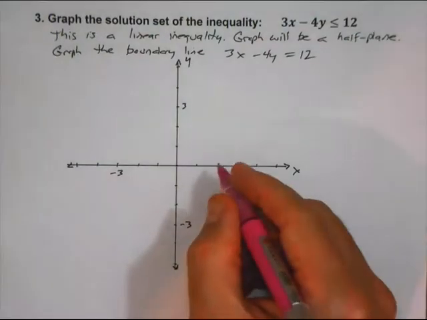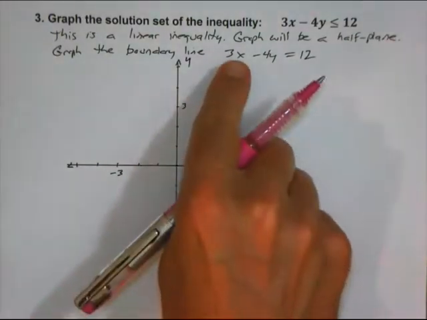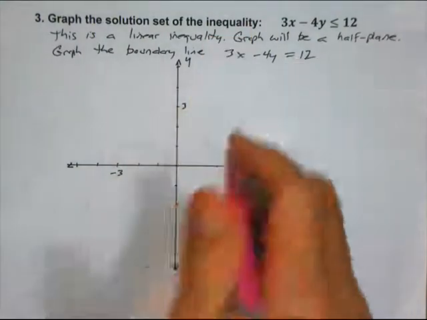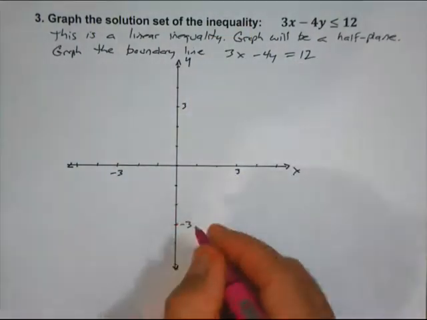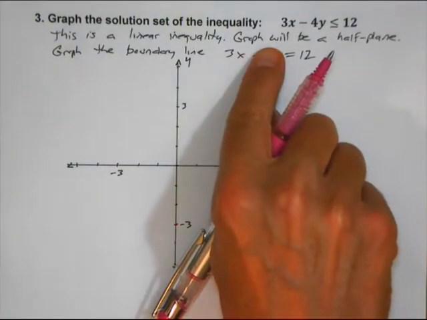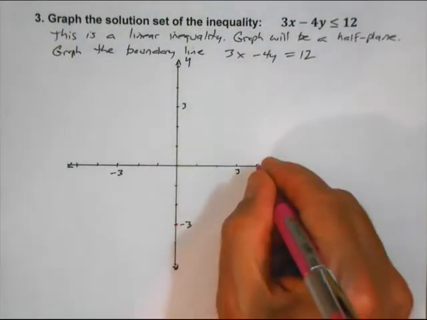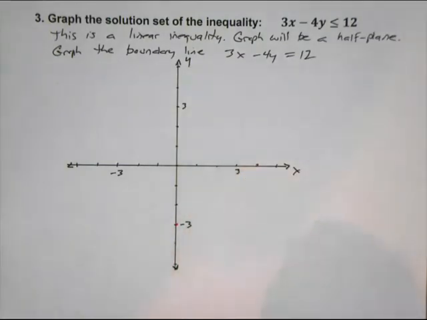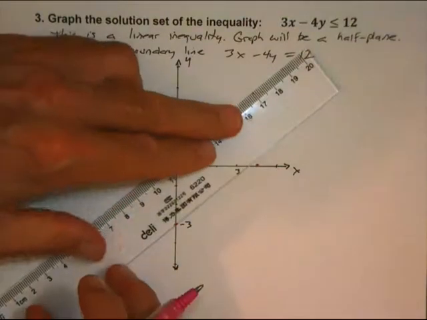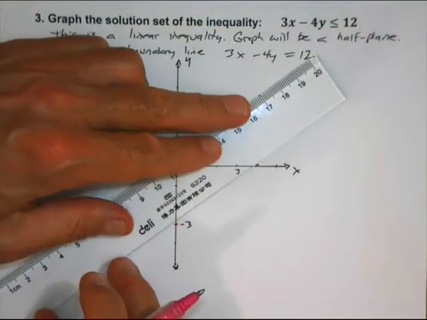Okay, so let's go back again and get these numbers. If x is 0, y is negative 3. If y was 0, x would be 4. Alright, so let's connect these points with a straight line. And at this point we need to think about what to do here.